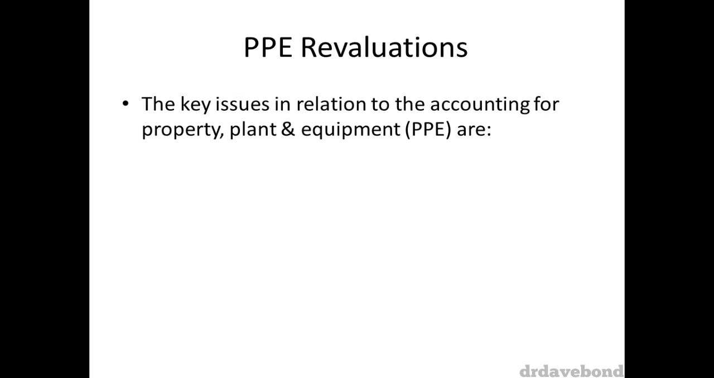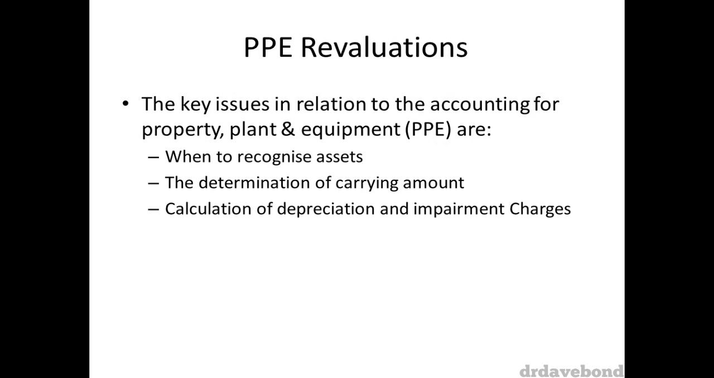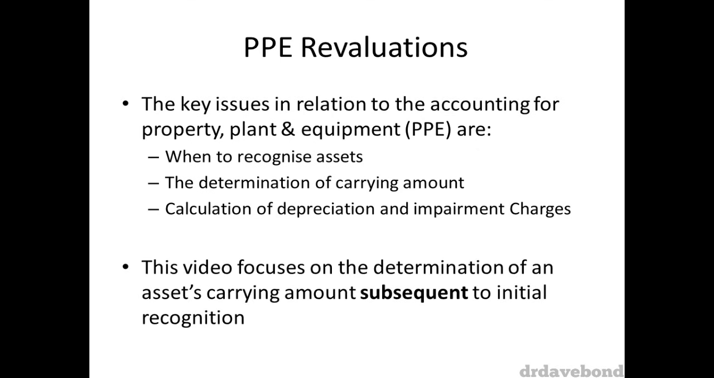There are three key issues in relation to the accounting for property, plant and equipment. These are 1. When to recognize assets, 2. The determination of the carrying amount of the asset in question, and 3. The calculation of depreciation and impairment charges. This video focuses on the determination of an asset's carrying amount subsequent to initial recognition.